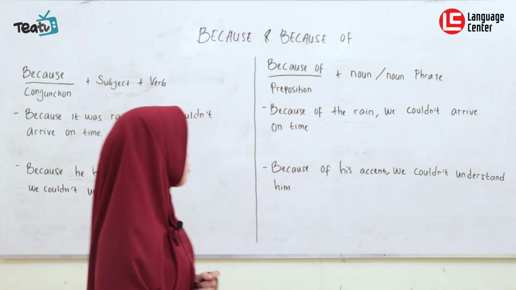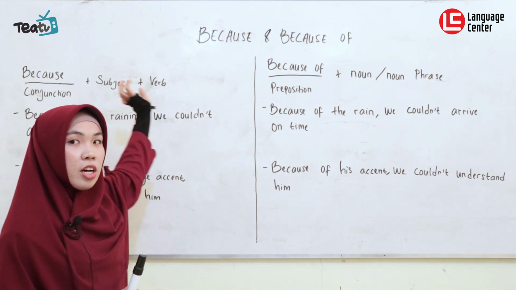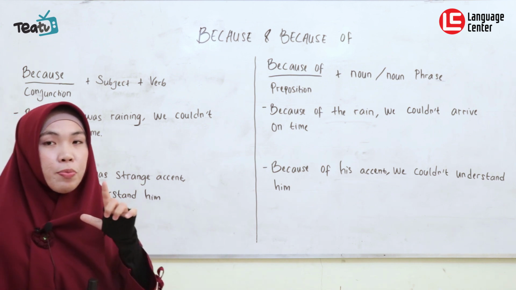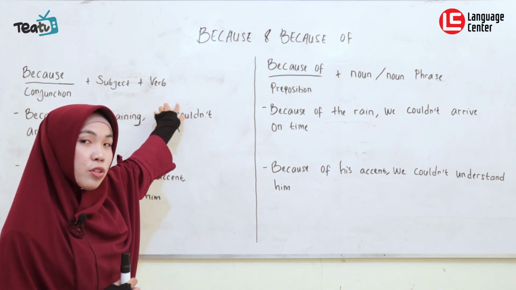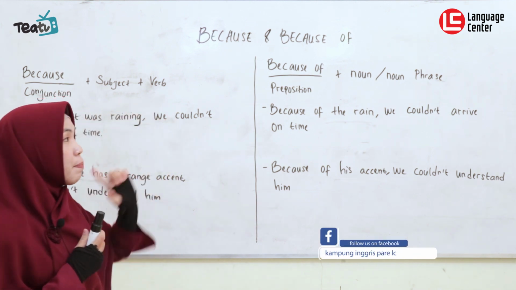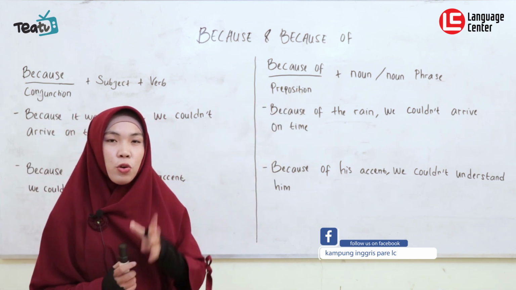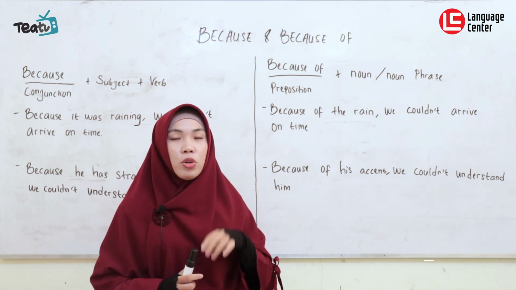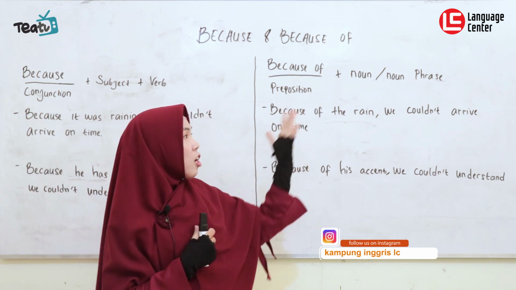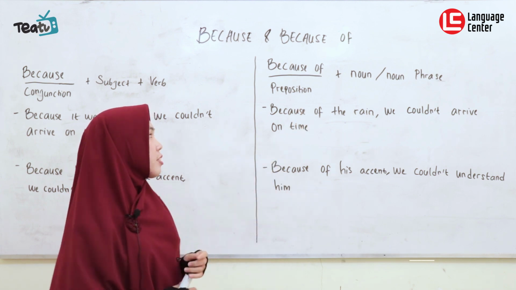We start from because. Because by itself is a conjunction, or in Bahasa Indonesia, kata penghubung. Whenever you want to use because, it will always be followed by subject and verb. Meanwhile, because of consists of two prepositions. So you can already see it is very different: because is a conjunction, and because of is a preposition. Because of will always be followed by noun or noun phrase.